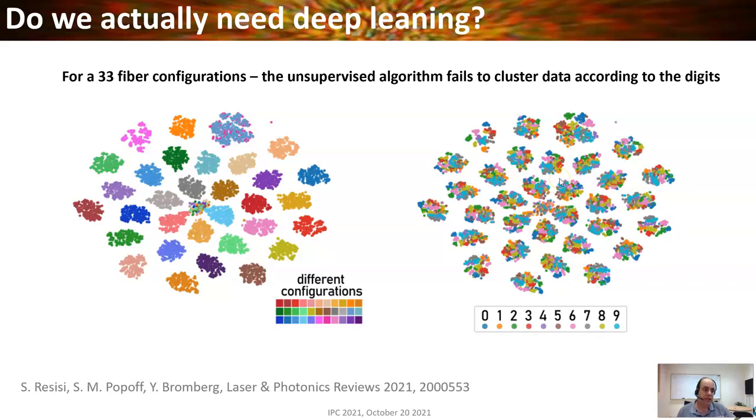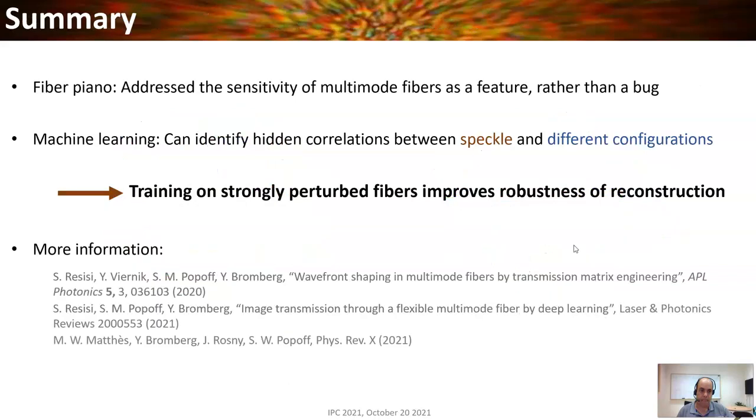And this is an indication of the importance of deep learning for imaging through fibers that are strongly perturbed, especially the more uncorrelated configurations of the fiber we have, the more important it is to have deep learning. So I think I'm running out of time, so this is a good point to stop and summarize.